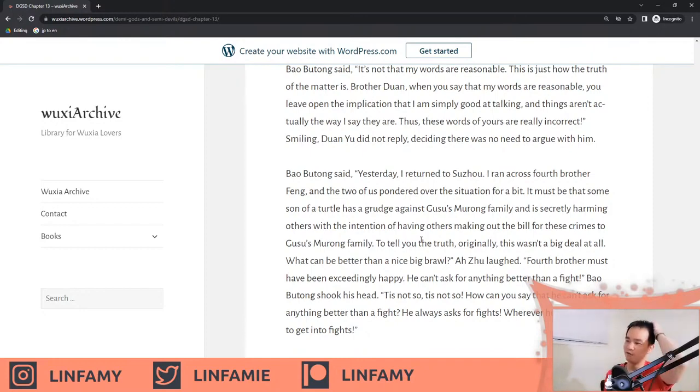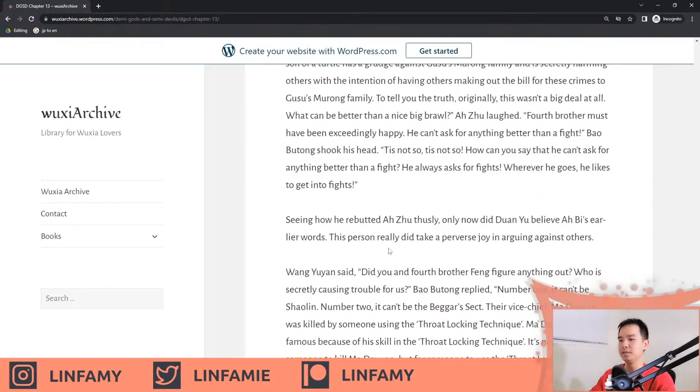Aju laughed. "Fourth brother must have been exceedingly happy. He can't ask for anything better than a fight." Bao Butong shook his head. "'Tis not so, 'tis not so. How can you say that he can't ask for anything better than a fight? He always asks for fights. Whenever he goes, he likes to get into fights." Seeing how he rebutted Aju thusly, only now did Duan Yu believe Abi's earlier words. This person really did take a perverse joy in arguing against others.